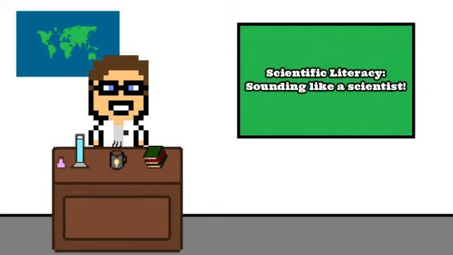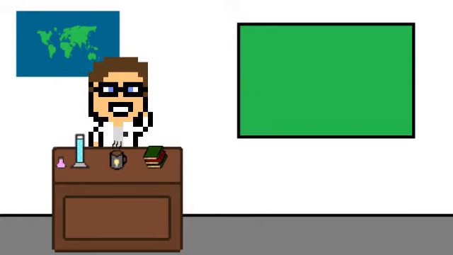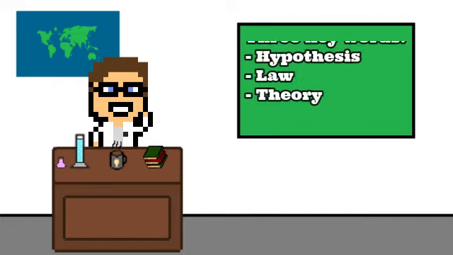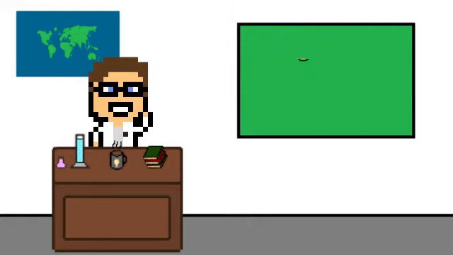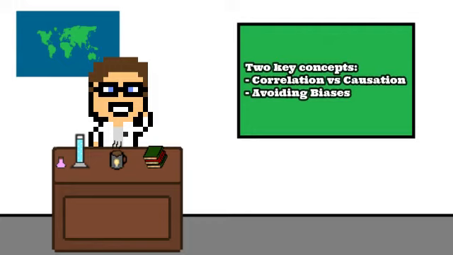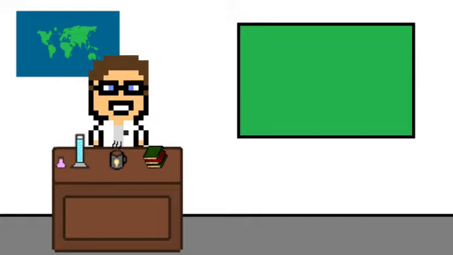Alright, so now that you know how to work like a scientist, let's learn a little bit about how to think and talk a bit more like one. First, we'll examine 3 key words in science: hypothesis, law, and theory. Then we'll discuss 2 important concepts in scientific literacy: correlation versus causation, and avoiding biases. Finally, we'll use those concepts briefly to understand pseudoscience. Now, let's break down scientific literacy.